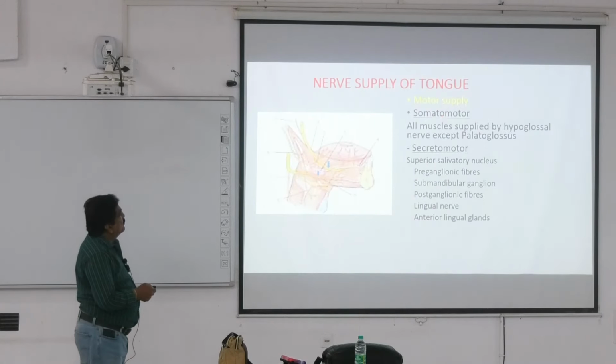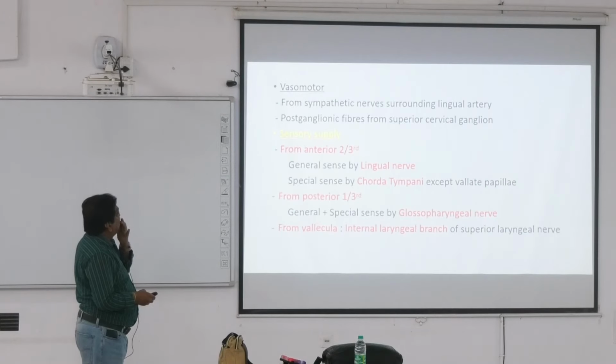Motor supply, somatomotor: all muscles supplied by the hypoglossal nerve except palatoglossus. Secretomotor: superior salivatory nucleus, preganglionic fibers, submandibular ganglion, postganglionic fibers, lingual nerve, and anterior lingual glands. Vasomotor from sympathetic nerve surrounding the lingual artery, with postganglionic fibers from the superior cervical ganglion.